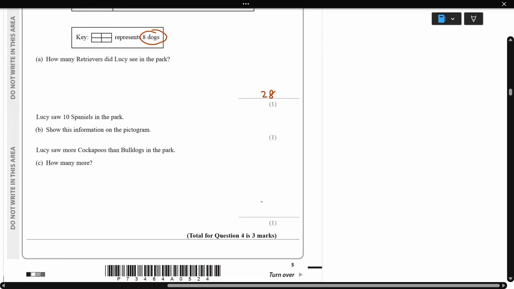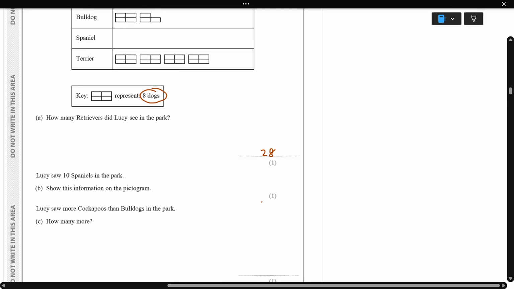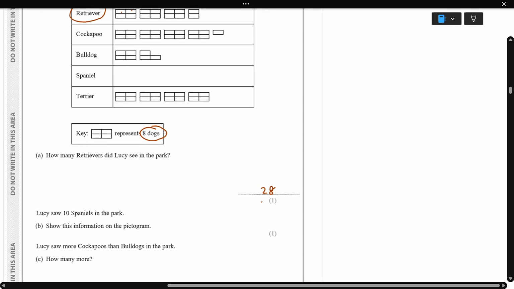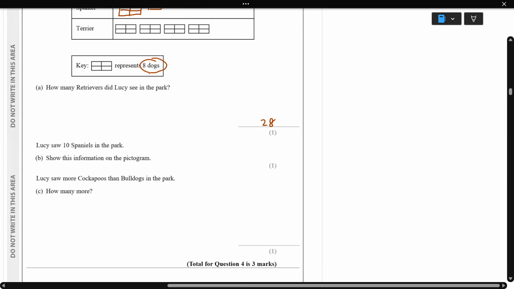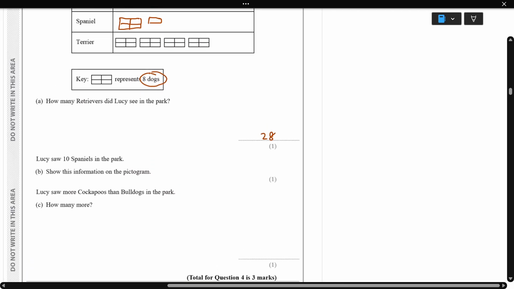The next one, Lucy saw 10 spaniels in the park. Show this information in the pictogram. So we need to draw 10. One full box is going to be 8. So we draw this, this is 8. Then 2 is required. One small piece is going to be 2, so I'm going to draw 1, so it's going to be 10. We're done.